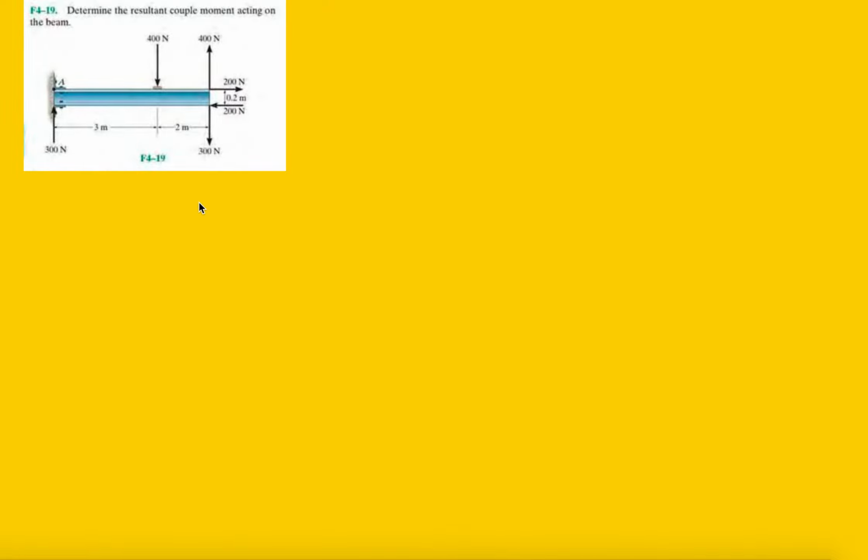Hey guys, welcome back. Today we're tackling problem 419, and now we've moved on to the next section of chapter 4, which deals with couple moments. Couple moments are what you get when you identify two forces that are equal in magnitude, just different directions, and separated by some distance r.